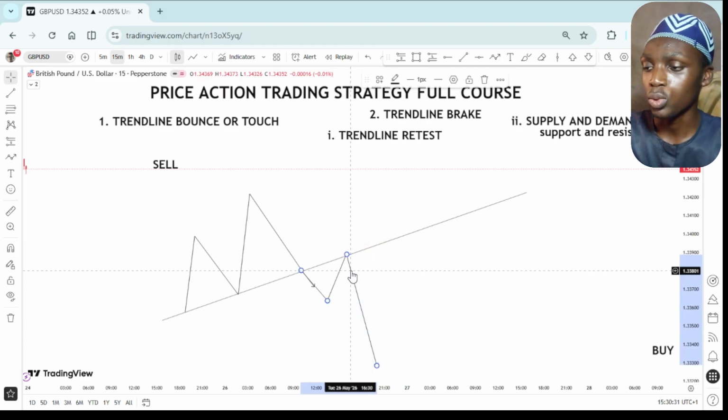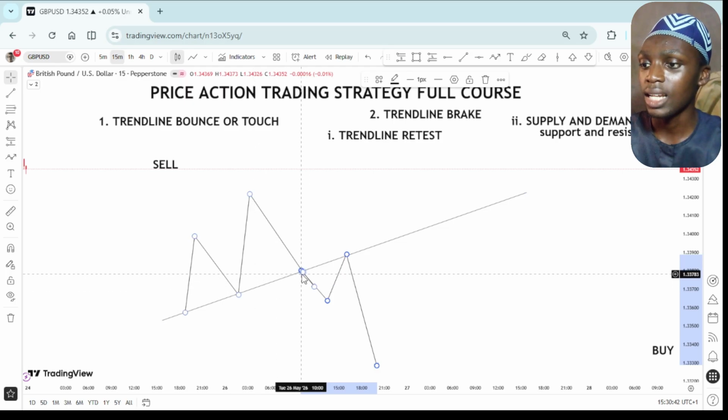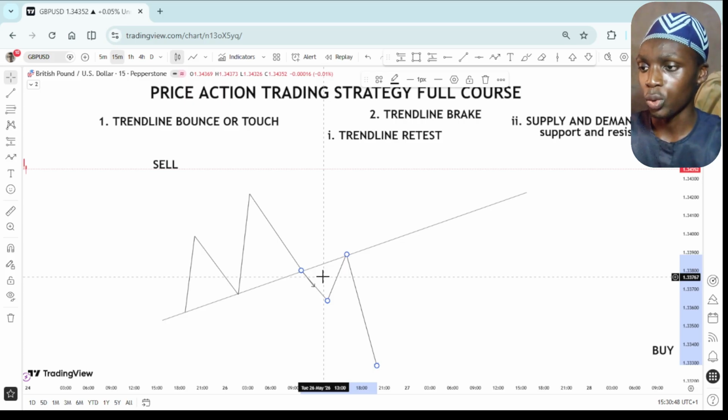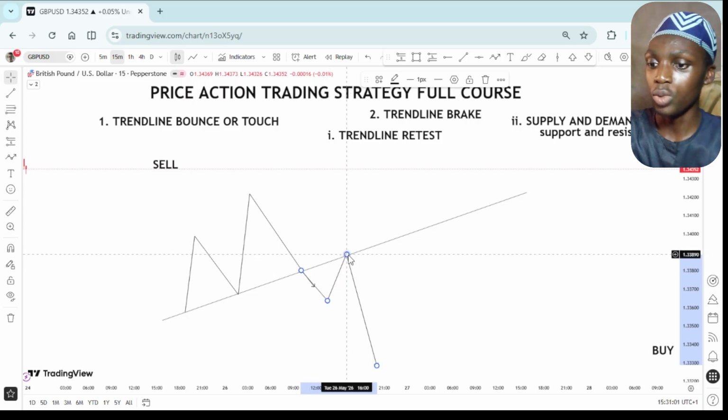Same thing applies to the second touch. If the second touch also gets weak, you are going to wait for a retest. It's not that if we have the first touch, second touch, third touch, you are going to be buying from the third touch. If the third touch is weak, you are going to wait for a retest to occur. Same thing for the second touch, but most times it is the third touch that goes up and respects the line. Sometimes it might break, and if it breaks, you are going to wait for it to retest before executing any trade. That is for the sell break.